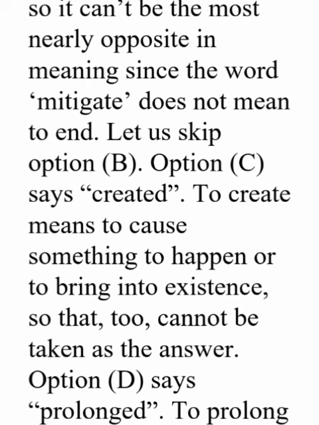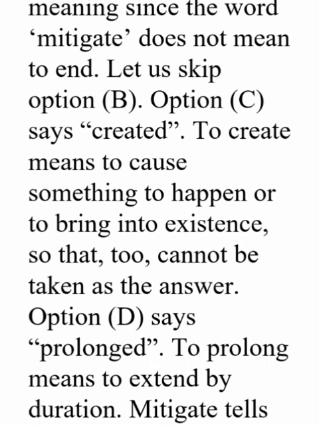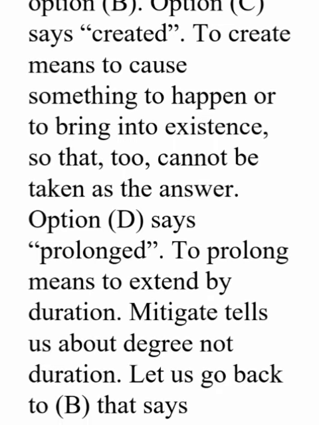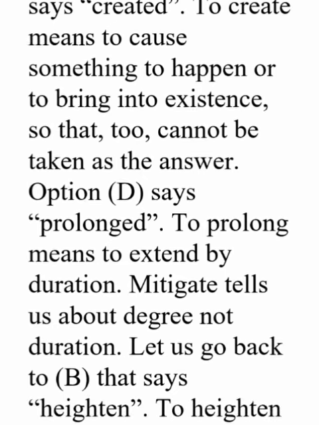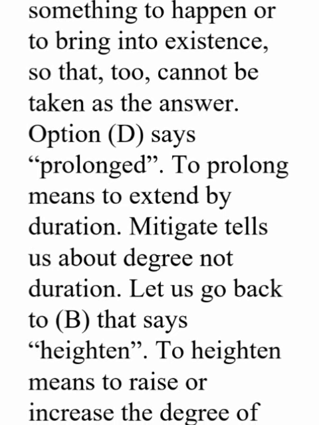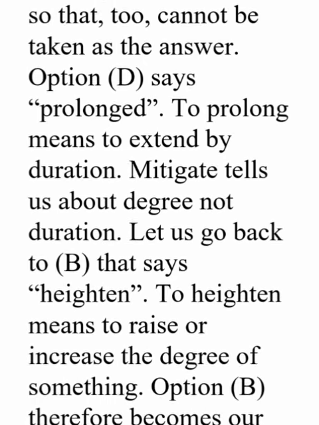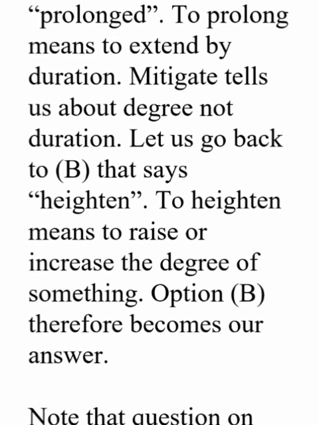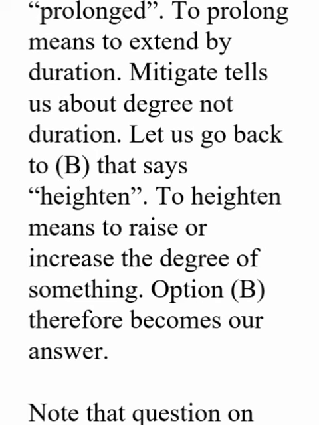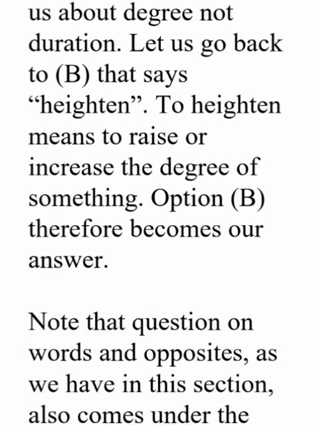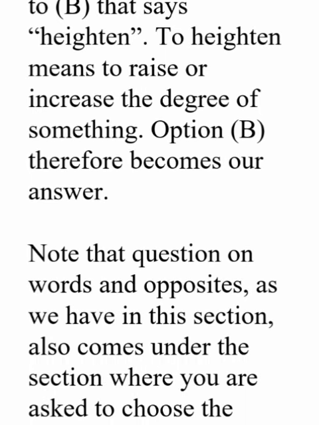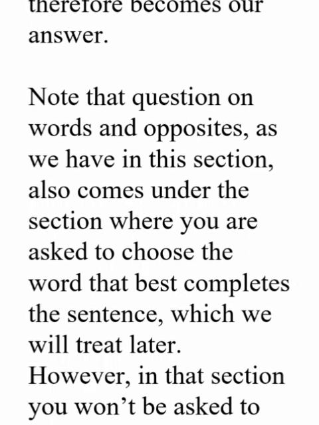Let us skip option B. Option C says created. To create means to cause something to happen or to bring into existence, so that, too, cannot be taken as the answer. Option D says prolonged. To prolong means to extend by duration. Mitigate tells us about degree, not duration. Let us go back to B, that says heightened. To heighten means to raise or increase the degree of something. Option B, therefore, becomes our answer.